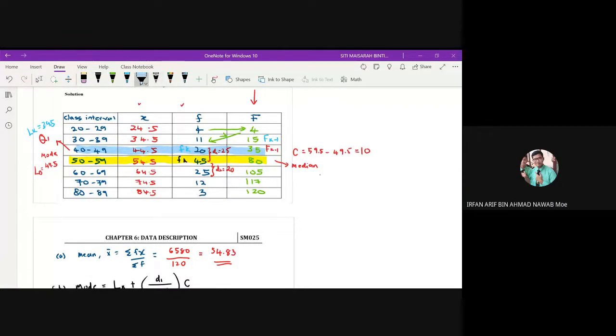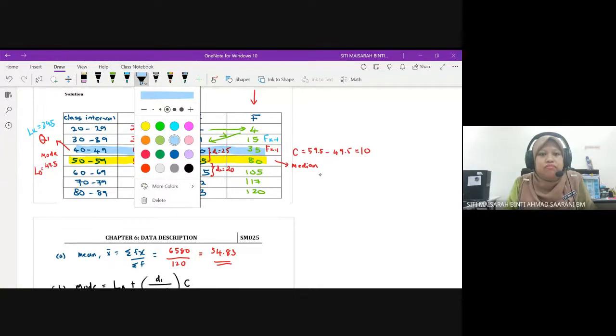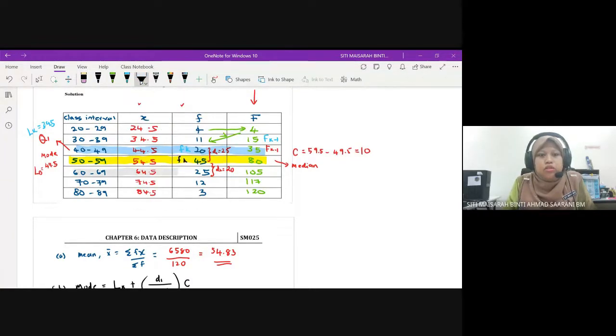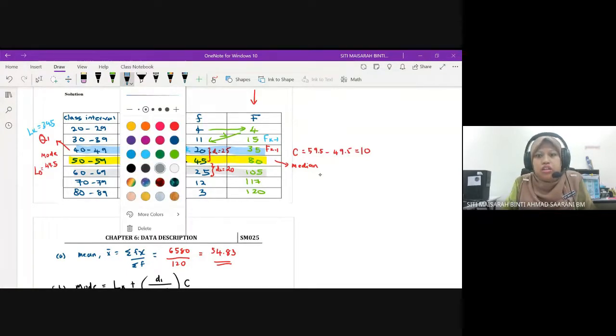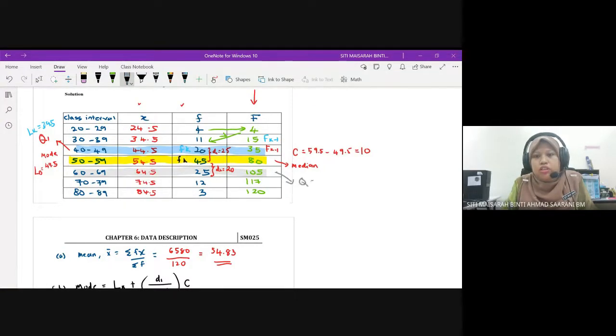Fifth row. Okay, so this one is for Q3. The LK for Q3 is 59.5, and then FK minus 1, the cumulative before, is 80, and for Q3 the FK is 25.